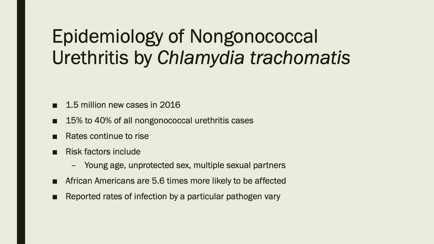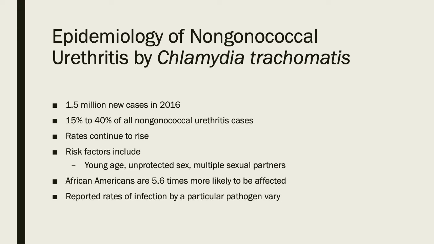Unfortunately, rates of nongonococcal urethritis continue to rise annually, as shown by the estimated increase of 4.7% from 2015 to 2016. Trends show that Chlamydia trachomatis is the most reported cause of nongonococcal urethritis in males and assumingly in women as well. However, the high rates of asymptomatic women and lack of reporting make it difficult to know. Reports of nongonococcal urethritis are highest among adolescents and young adults, with risk factors that include young age, unprotected sexual intercourse, and multiple sexual partners.